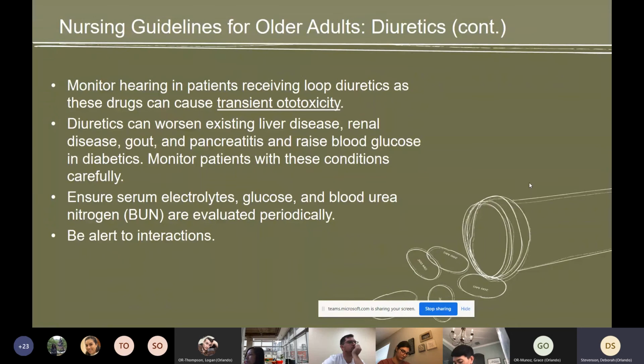All right. It could also raise the blood glucose level in diabetics. It makes sense. They're taking out all the fluids, so your blood glucose is going to go up. So be sure you're looking at the electrolytes and BUNs, etc., for patients on diuretics.